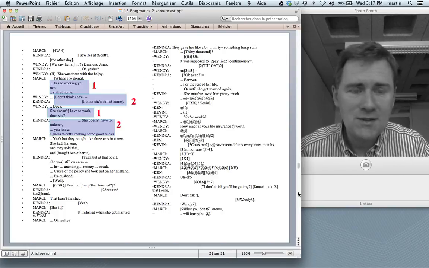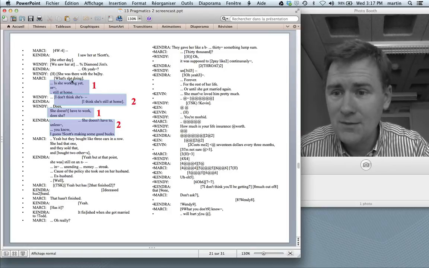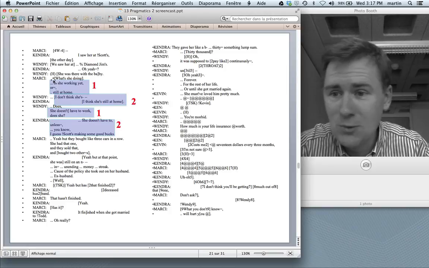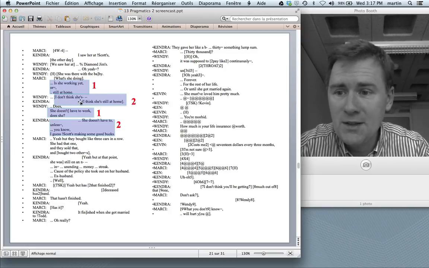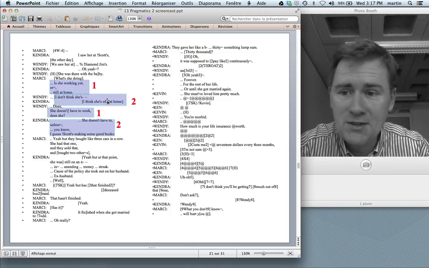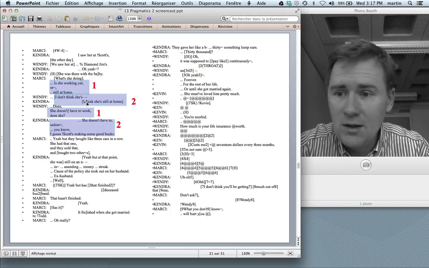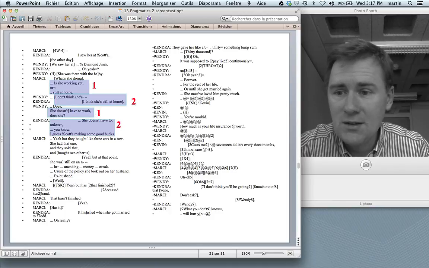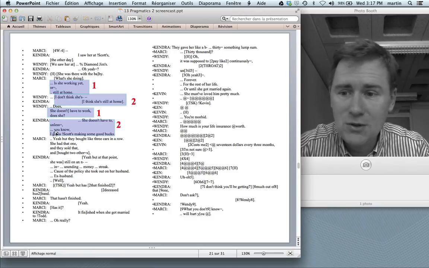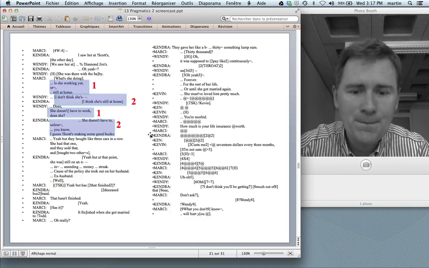There are certain adjacency pairs in this transcript. So Marcy is asking, "What's she doing? Is she working yet, or still at home?" And then Wendy and Kendra are providing the response. "I don't think she's." And then Kendra says, "I think she's still at home." Okay, so question and answer. Same thing here. "She doesn't have to work, does she?" And Kendra says, "She doesn't have to, unless, you know, I guess Scott's making some good bucks."